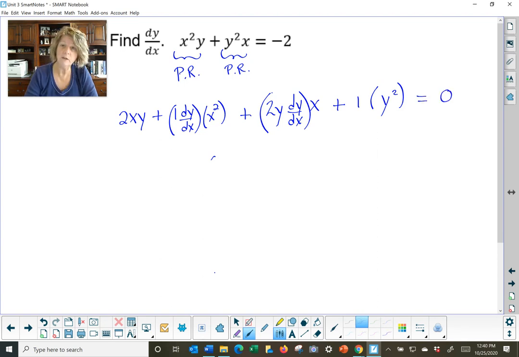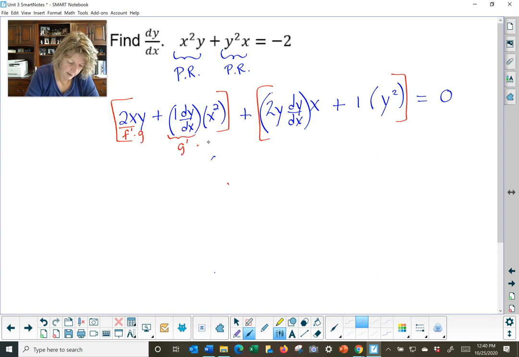Now, let's do some enhancements here. First power rule is there. Second power rule is here. If you want to identify, you would have had f prime g, and this would have been g prime f. Here we had f prime g times g prime f, right? If you wanted to know where all those parts came from.